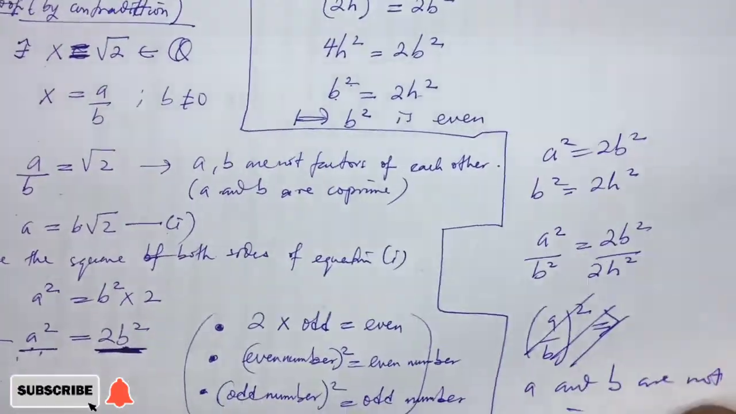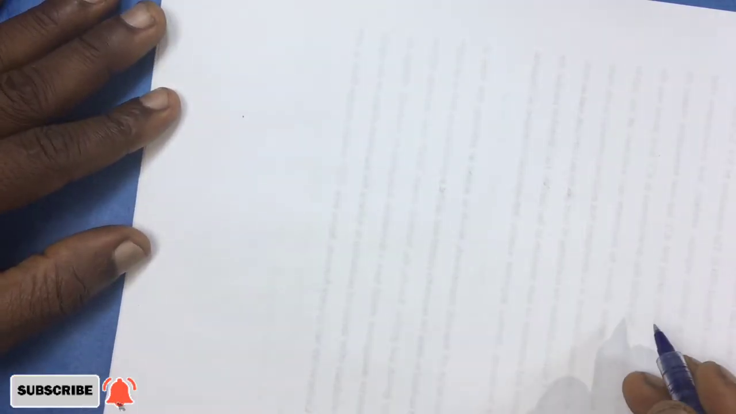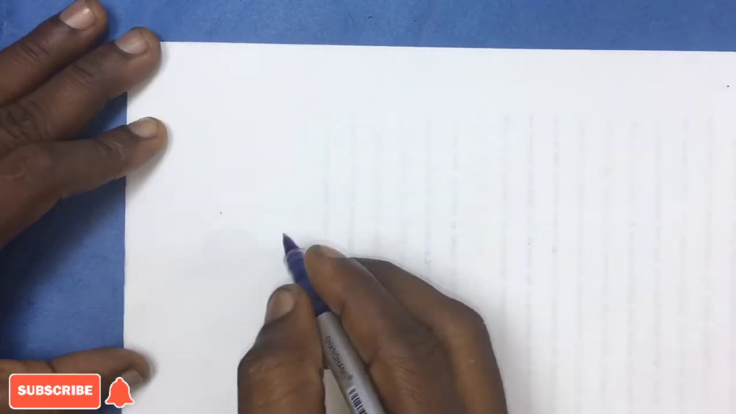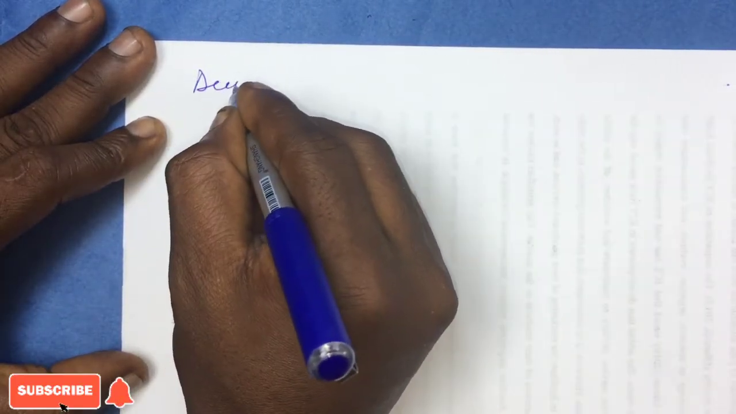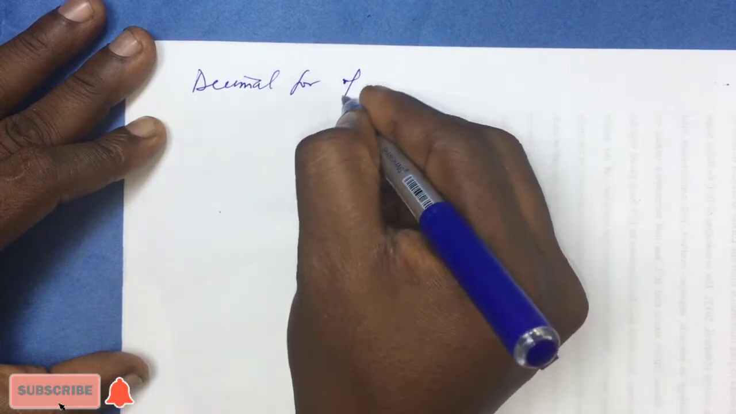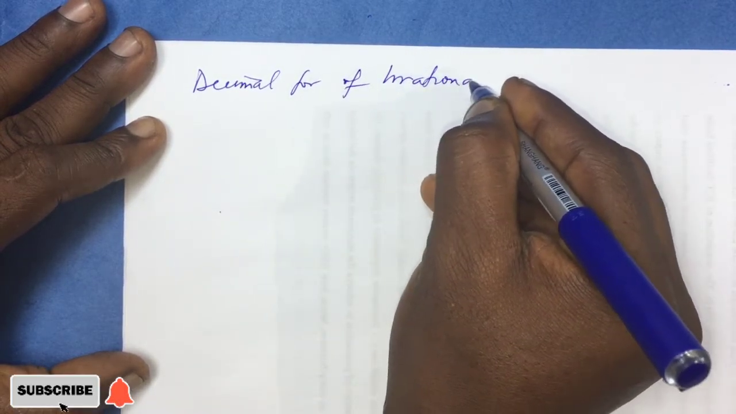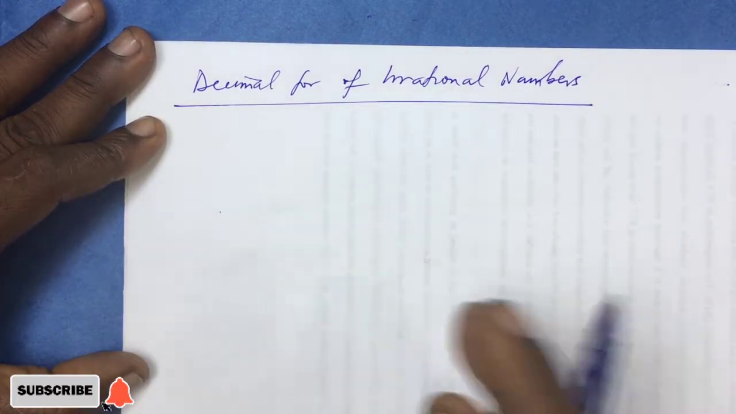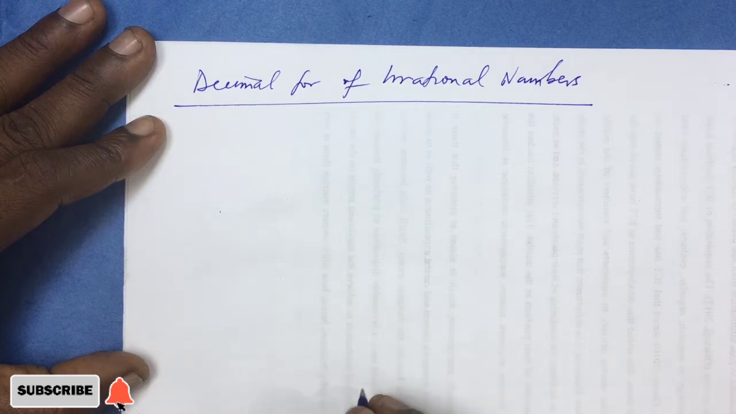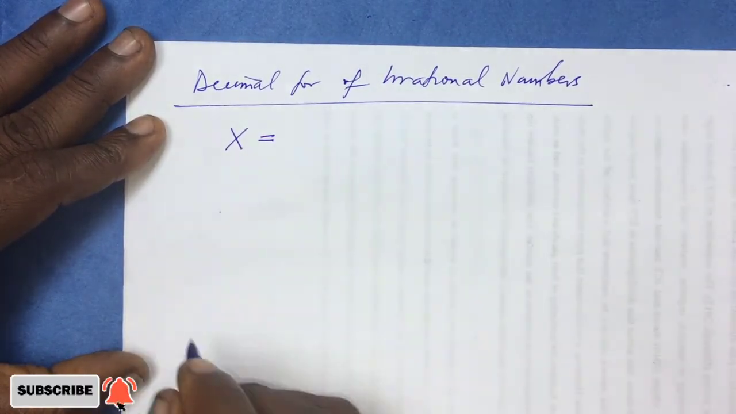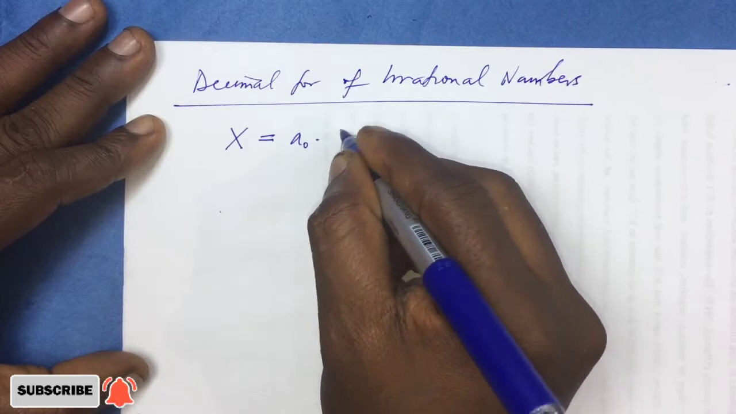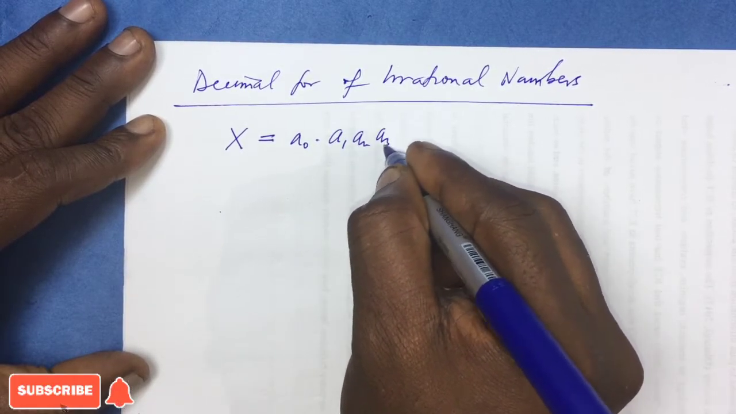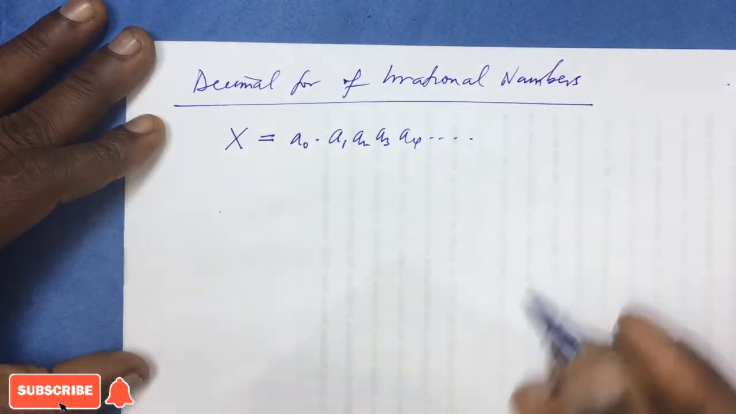Now the last thing I want to tell you to round up this video on rational numbers is this. Rational numbers, just like irrational numbers, can be put in decimal form. Now, the decimal form of irrational numbers. Okay, so just like rational numbers, we can put irrational numbers in decimal form. So if you have an irrational number x, you can write it as a0, a1, a2, a3, a4, and so on.